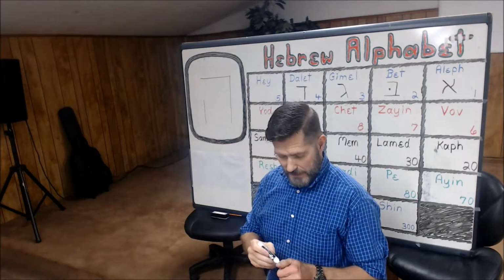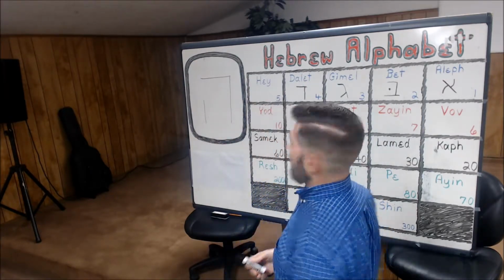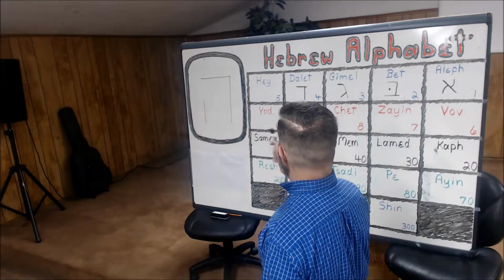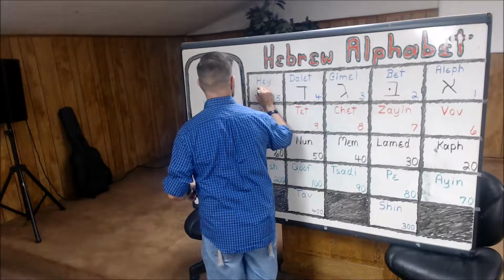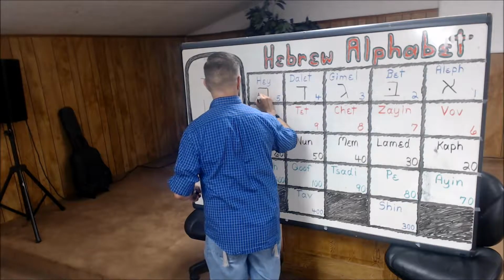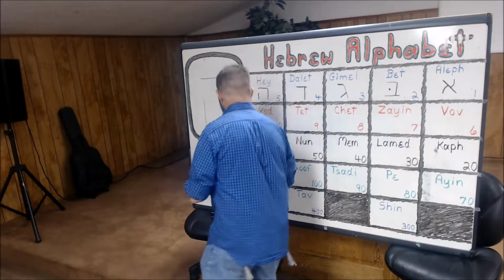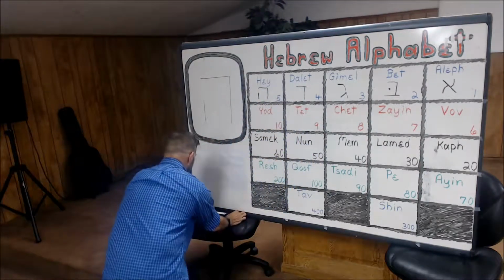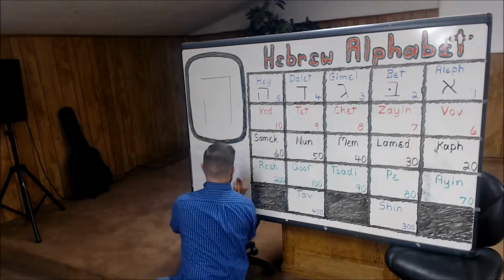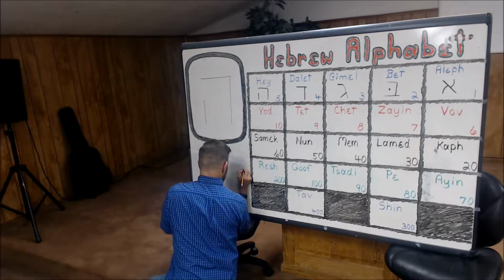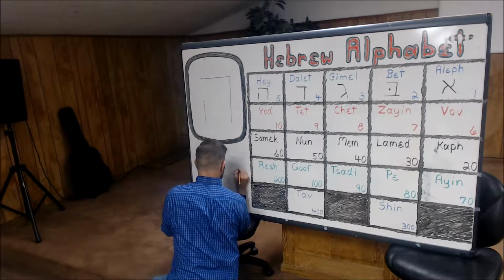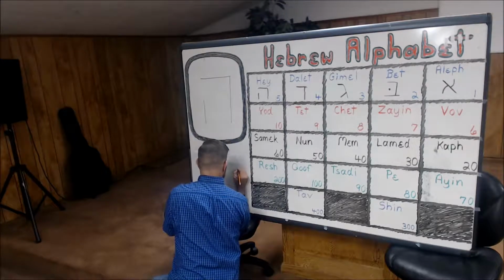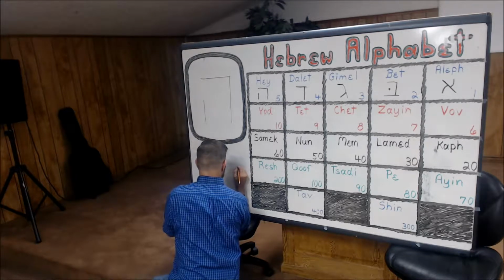Is that just the house? No, that was Bet. Yeah, Bet's house. Okay, so this is the hey. Numerical value is 5. Write it down. I want to hear you guys saying them out loud. It's important. Hey. Numerical value of the hey is what? 5. Numerical value of the dalet is what? 4. Numerical value of the aleph is what? 1.